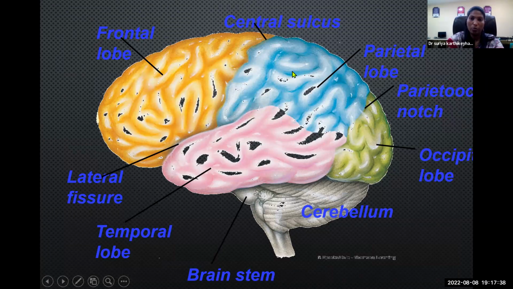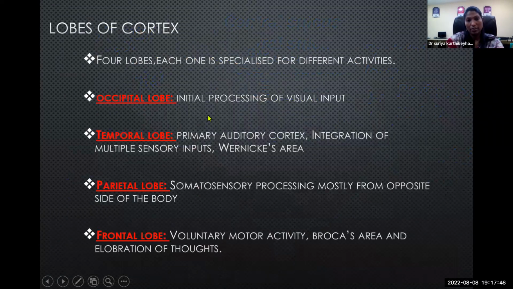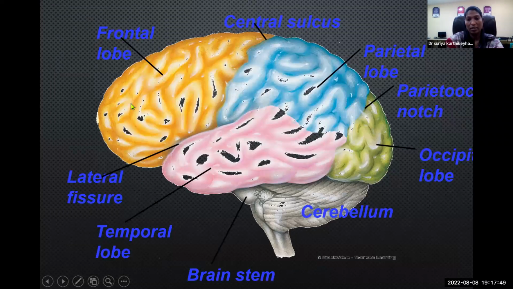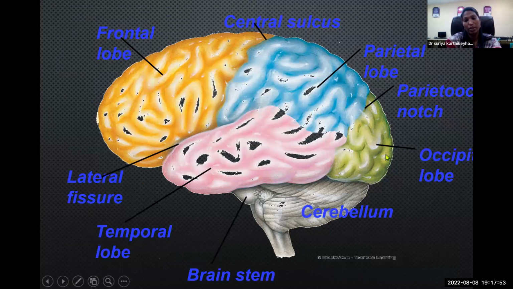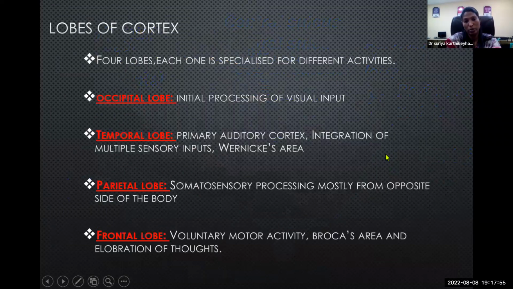This is about functional areas: the frontal lobe, the parietal lobe, the temporal lobe, and the occipital lobe. This is the lateral fissure, and we have the central sulcus. Lobes of the cortex: what is the importance of the function? The occipital lobe has the visual unit.